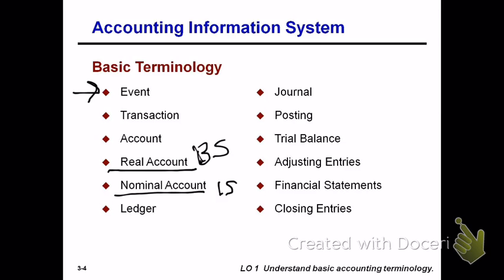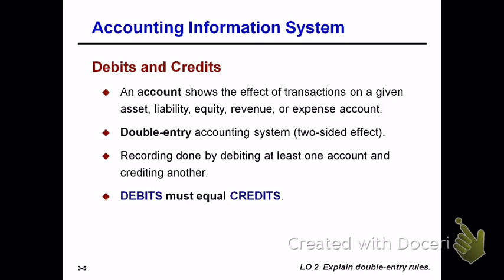We're going to go through the ledger, journal, and posting. We will spend some time on adjusting entries and closing entries. Debits and credits. So you need to know your debits and credits for this to work. Debit simply means left. Credit simply means right. What we're doing is putting amounts in each side, the debit side and the credit side, and they have to balance when everything is done.